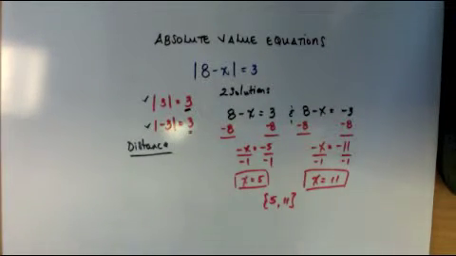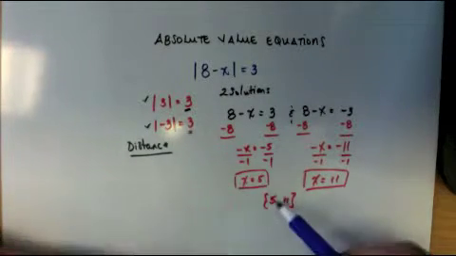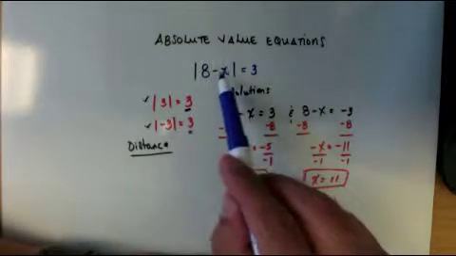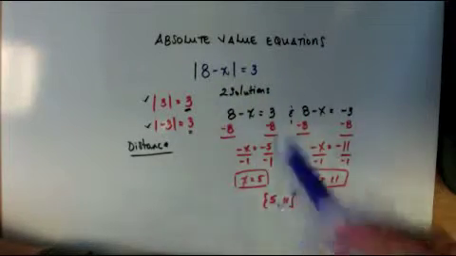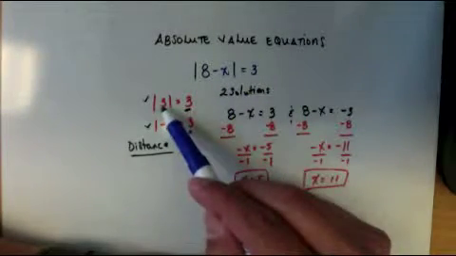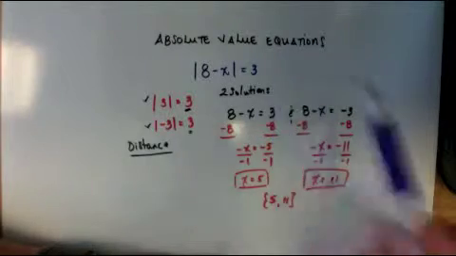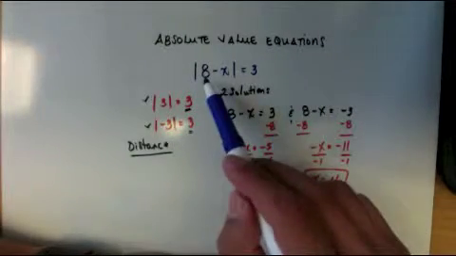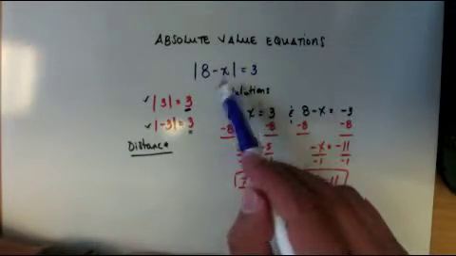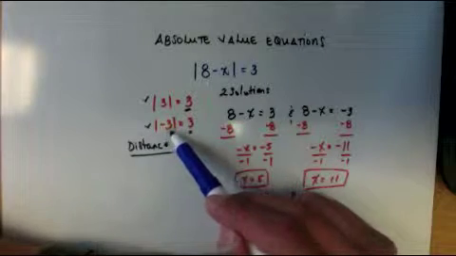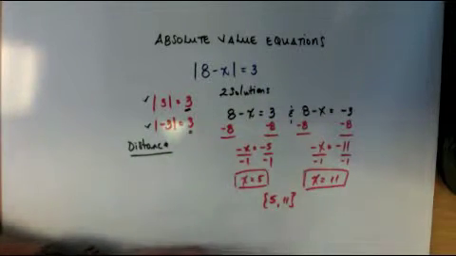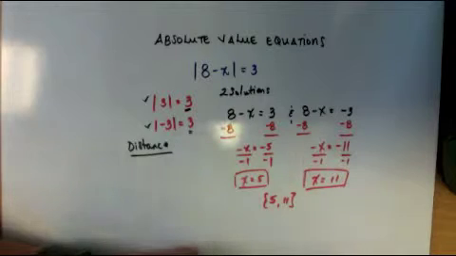Okay, now if you want to go ahead and check the solution, we can go ahead and plug it in. If I put 5 in here, 8 minus 5 is 3. What's the absolute value of 3? 3. What if I put 11? 8 minus 11 is -3. Well, what's the absolute value of -3? It's 3. Okay, let's go ahead and do another problem.